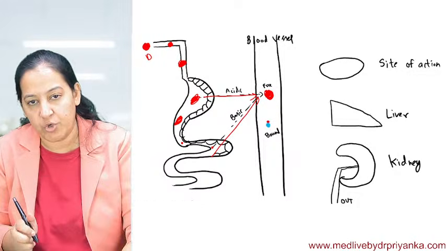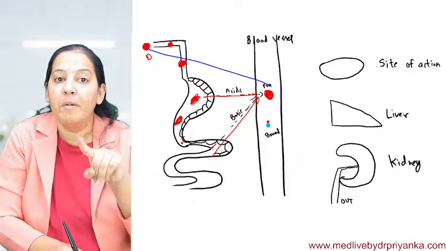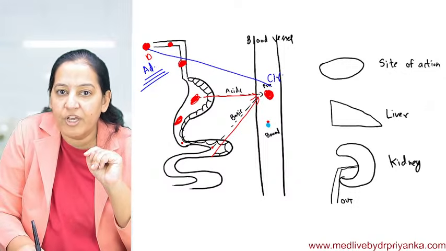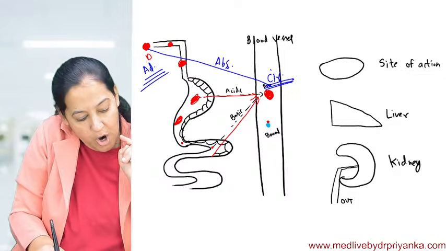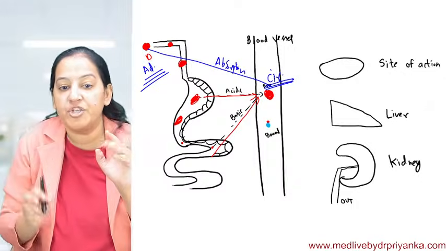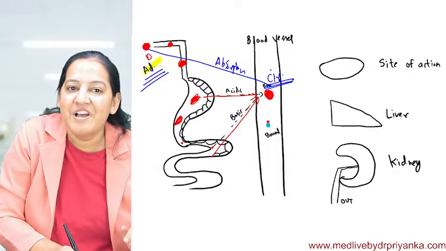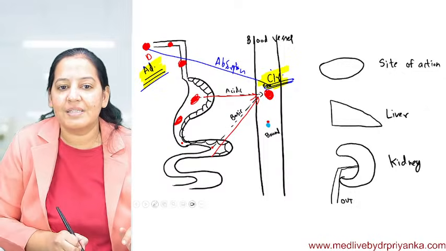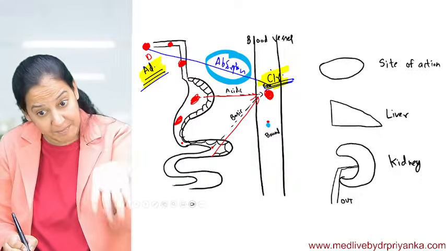So, what is absorption? Who will define it for me? Absorption is the movement of drug from where to where? From the site of administration to circulation. And this is known as absorption. Step number 1 of PK. The body is absorbing the drug.